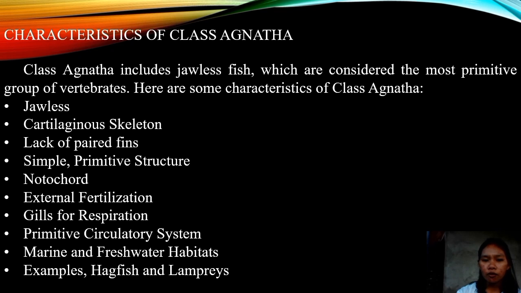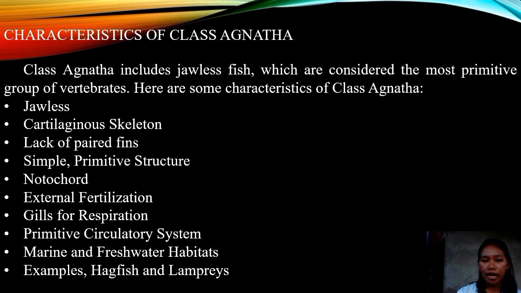The two main groups within class Agnatha are hagfish and lampreys. So hagfish are primarily marine scavengers known for their slime-producing ability, while lampreys are found in both freshwater and marine environments, and often exhibit parasitic behavior, attaching themselves to other fish to feed on their blood and body fluids.